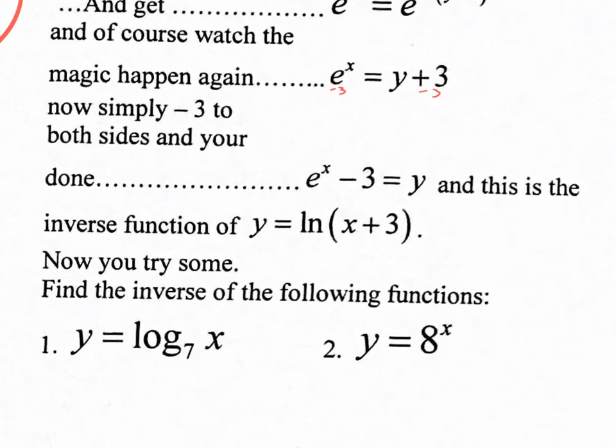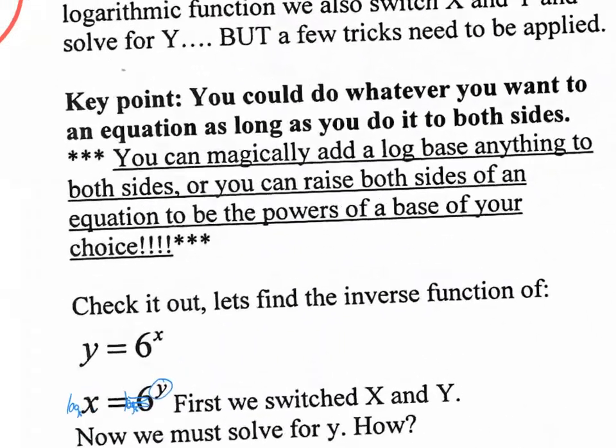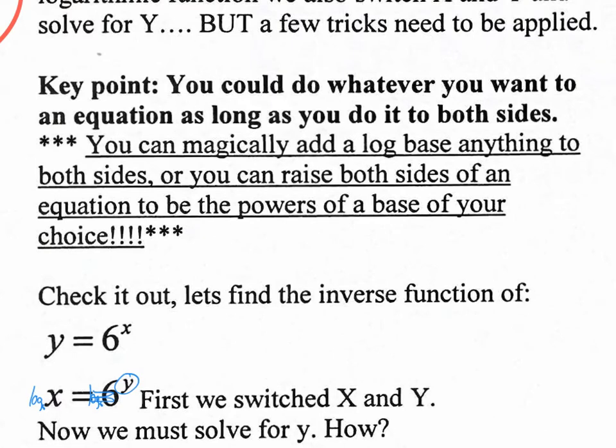So we're going to be able to apply logarithms to get rid of exponent situations, and we're also going to be able to raise logarithms to become exponents to get rid of logarithms. Does that make sense? It's all going back to this underlined magic trick that we got here. You could magically add a log base, whatever you want, to both sides, or you could raise both sides of your equation to be the powers of the base of your choice.